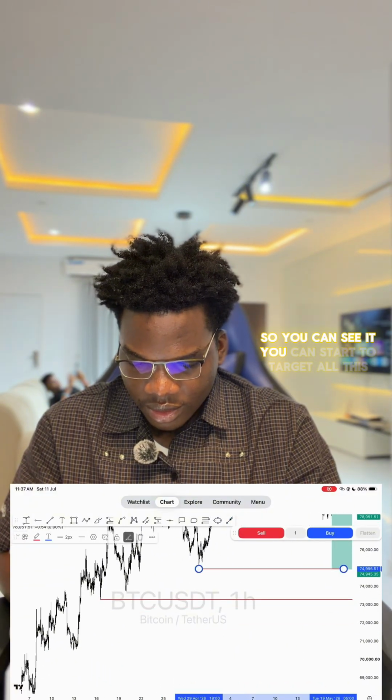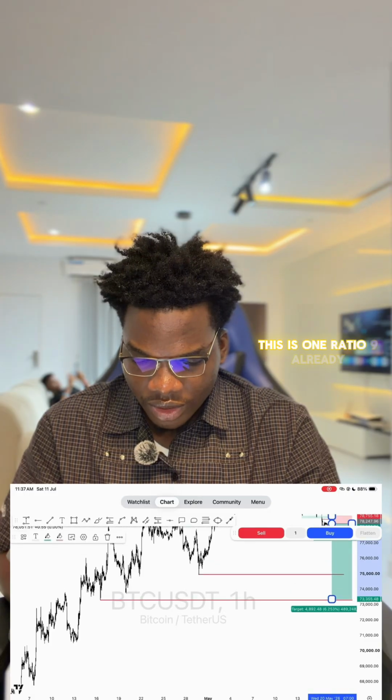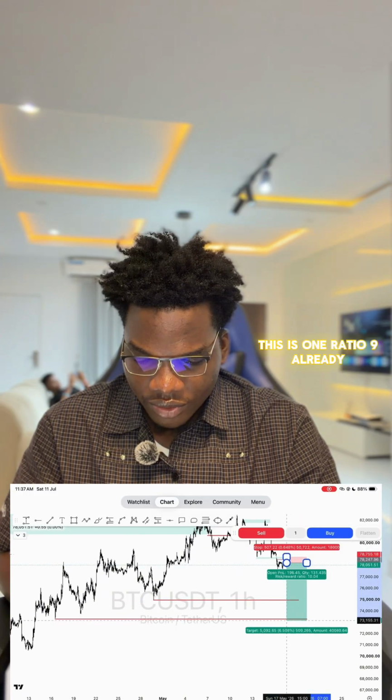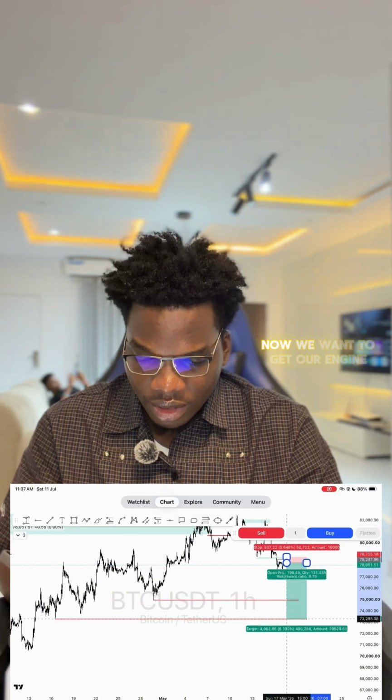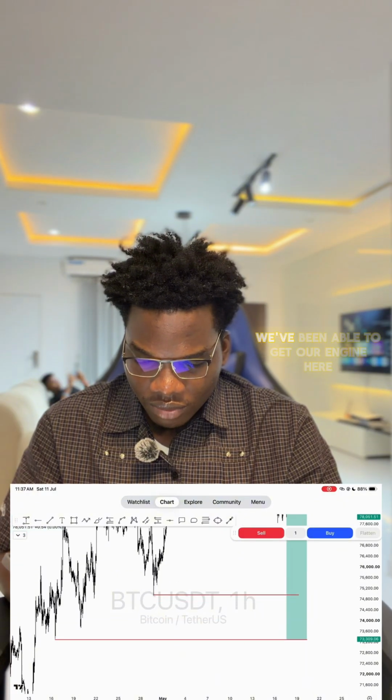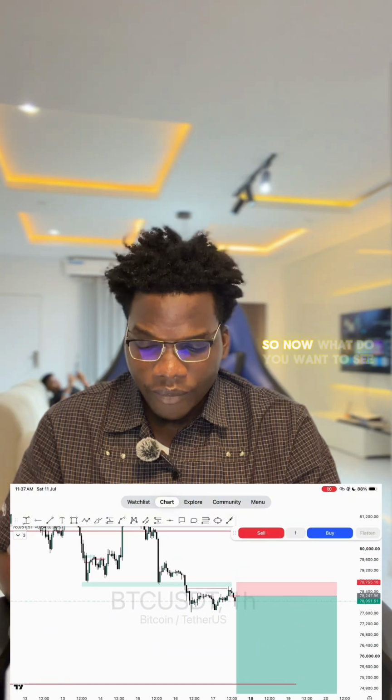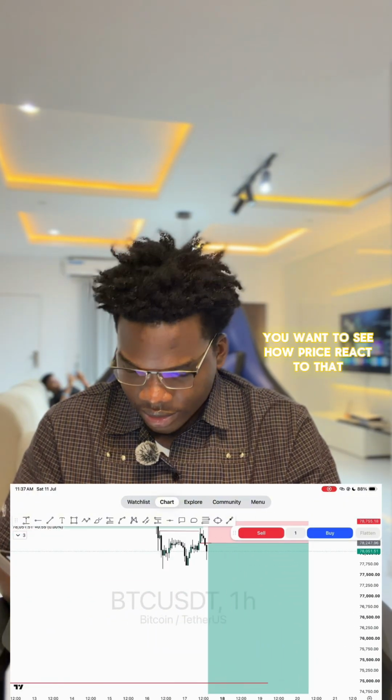So you can see it. You can decide to target all these levels. This is 1:9 already. You already know that this market is going to keep dropping. Now we've been able to get our engine here. So now what do we want to see? We want to see how price reacts to that and we sell.